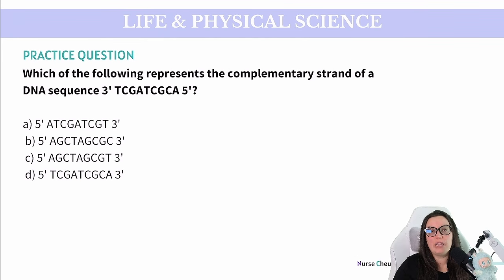So which of the following represents the complementary strand of a DNA sequence? So this is our original strand. We have 3' TCG, ATC, GCA 5'. So what would be the complementary sequence out of the 4 options that we have available to us?